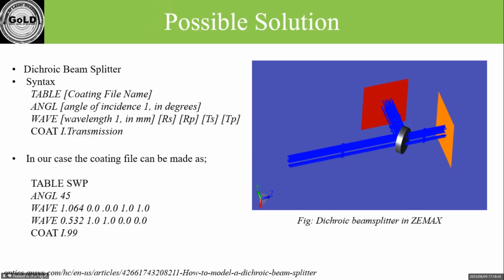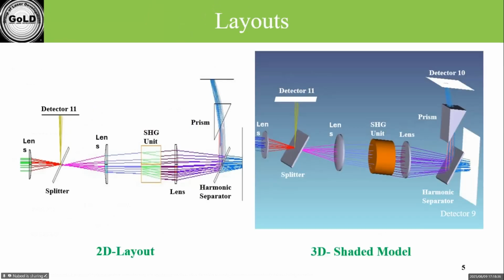The beam splitter you see here is a simple beam splitter, which is splitting both the beams, let's say 50% and 50%, which is not what a harmonic separator does.